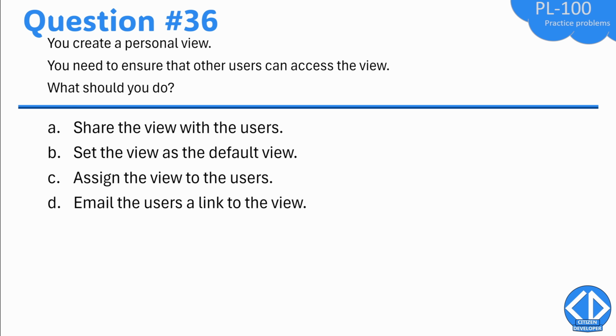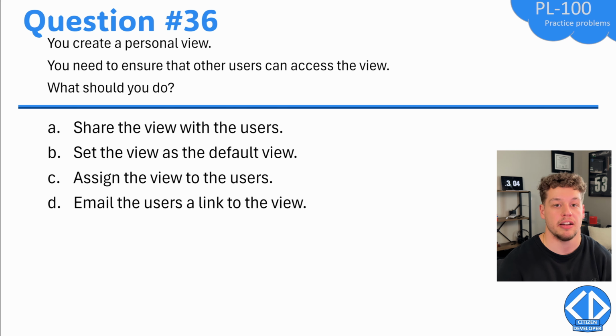Number 36, so you create a personal view, and you need to ensure that other users can access the view. What should you do? So there's different types of views in Dataverse. You can have personal views and system views. System views are going to be created by administrators, typically, and added to the app. And now every user of the app, assuming they have security privileges, is going to then have that view in there. So that's for system views.